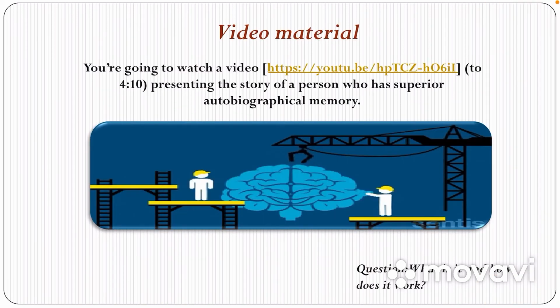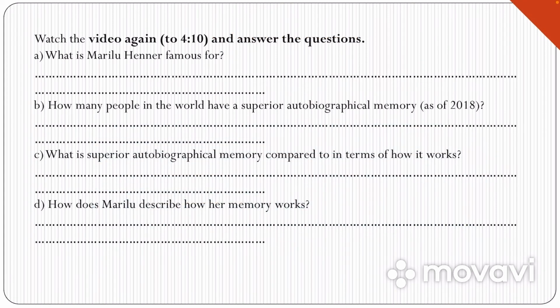So now you are going to watch a video presenting the story of a person who has superior autobiographical memory. Also, you need to answer the questions. Now, I write here and answer here for these questions. What is Marilu Henner famous for? Starring in a 1970s sitcom called Taxi and remembering everything.